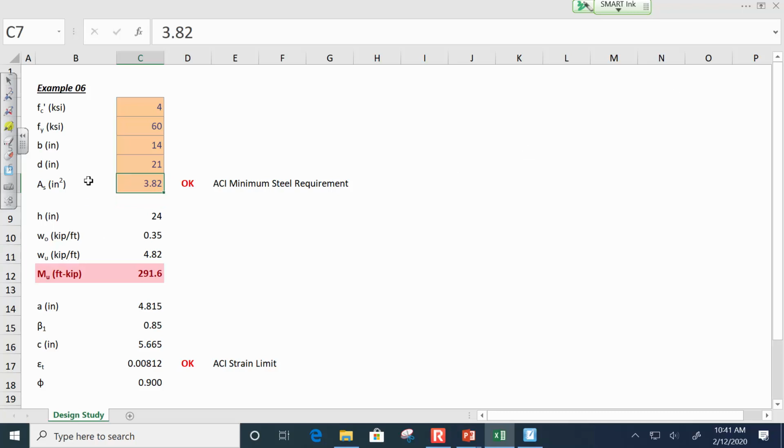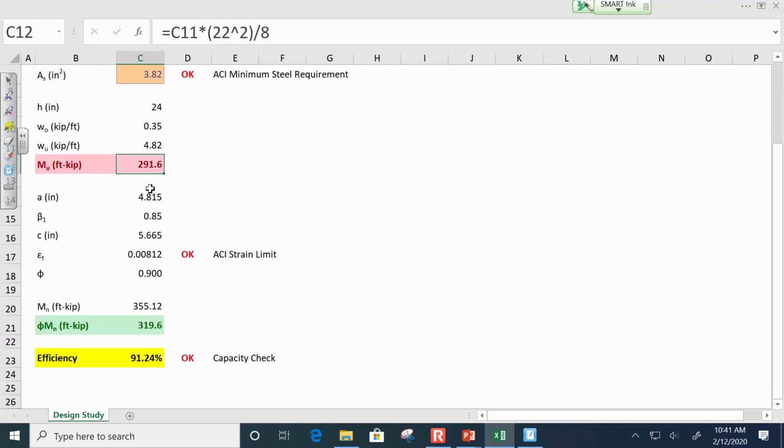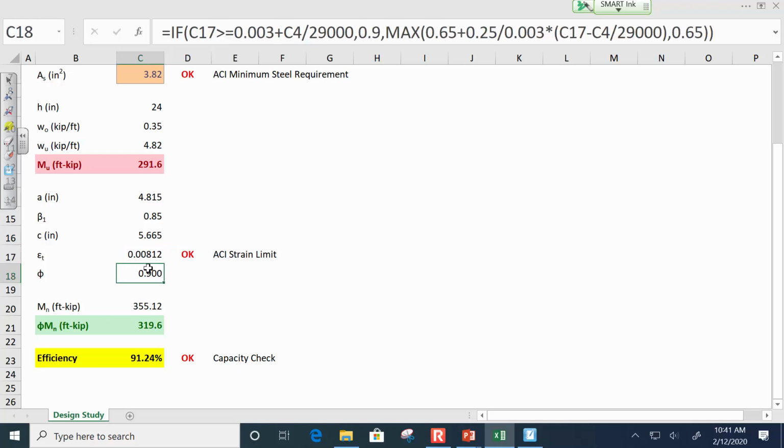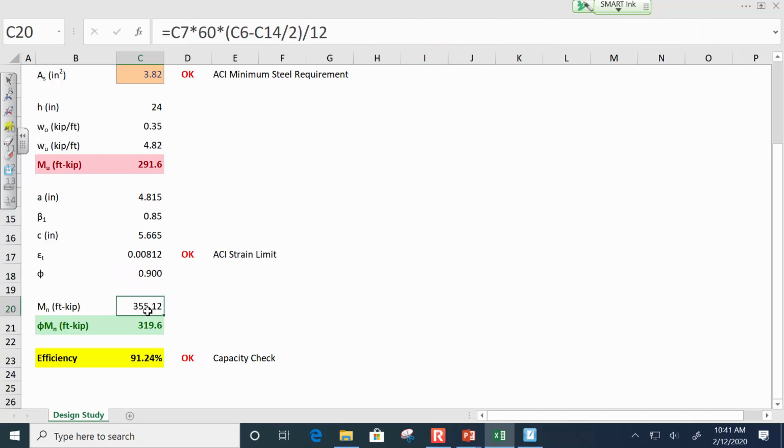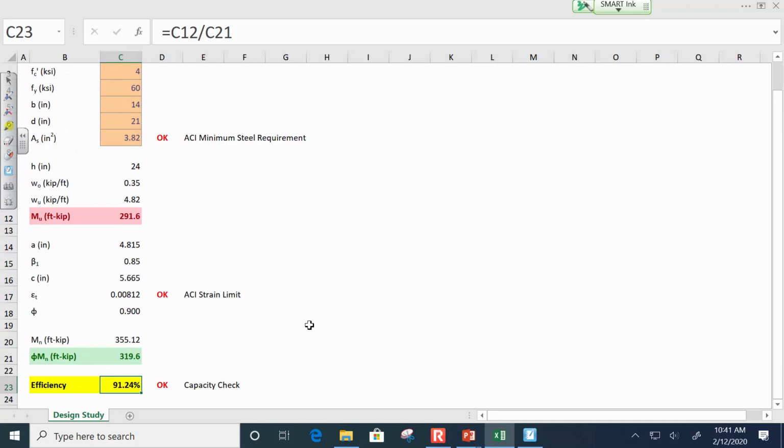Now, based on these values, I'm assuming that the height is the D plus 3 inches like we did before. It'll then compute a self-weight, a factored load, and a WL squared over 8 factored moment. It'll then figure out what beta 1 needs to be based off of the concrete that you put in, then C, then the strain of the steel. It'll tell you whether or not that's fine. It'll also compute phi values for you, and then compute Mn and phi Mn and do your efficiency check. So it basically does the whole problem for you.